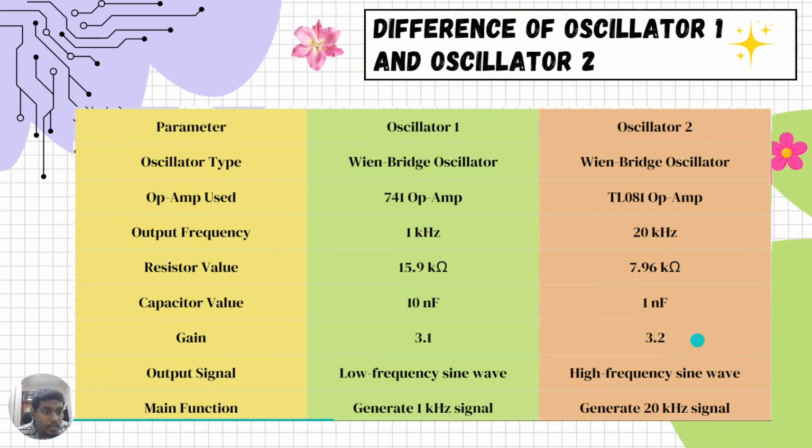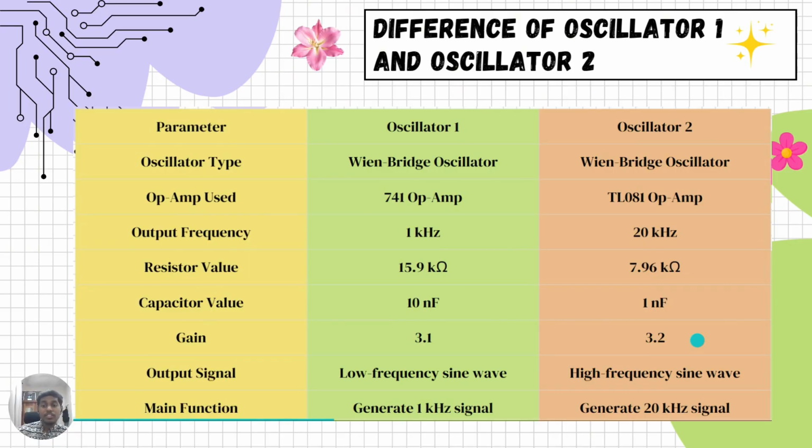Okay, so the next one: the first oscillator is using the OPM 741, and the second one is using the TL081. The TL081 amplifier is much faster. It's better for higher frequency operation, with a better slew rate and better performance at 20 kilohertz. Compared to the 741 op-amp, which is general purpose only and suitable for low frequency applications, it has a much slower response compared to our oscillator number 2.